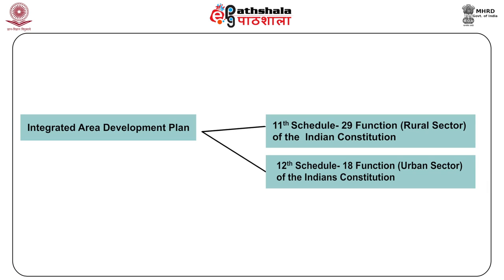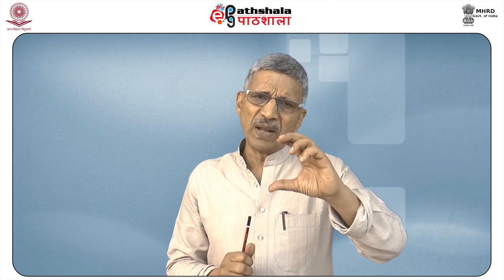And there is an empirical justification for microplanning in the Indian context. You can see that our constitution is amended and two schedules are placed in our constitution. One is called the 11th schedule, the other one is called the 12th schedule. In the 11th schedule, there are 29 items or functions. In the 12th schedule, there are around 18 functions, and all these functions are to be planned at the district level.